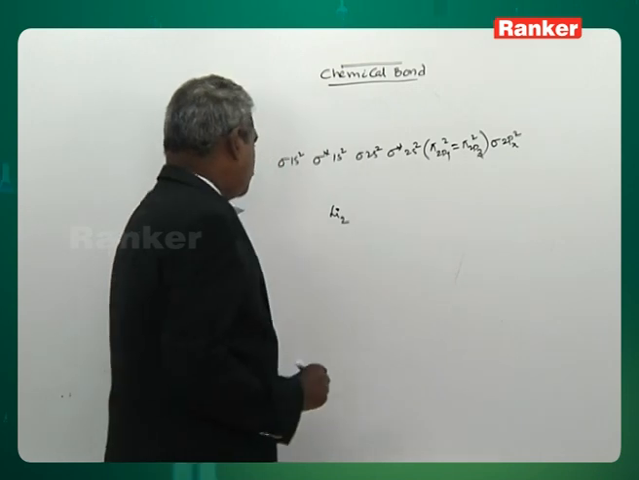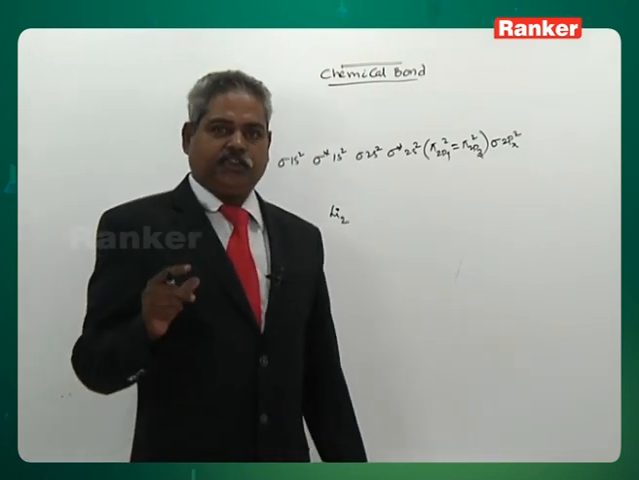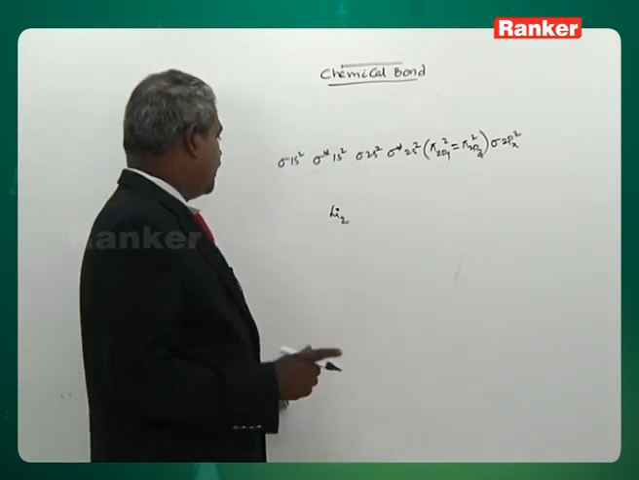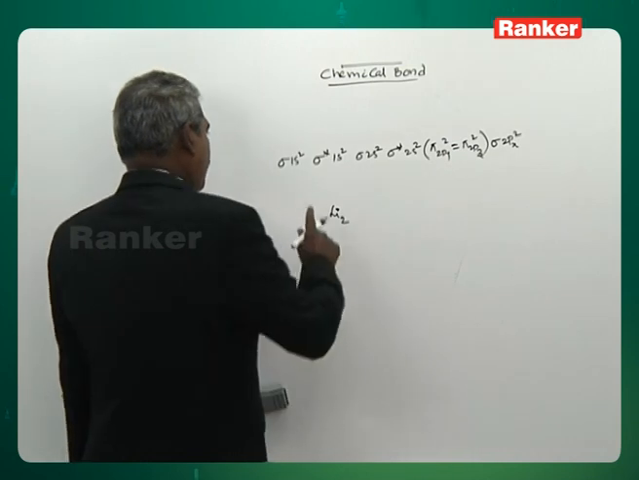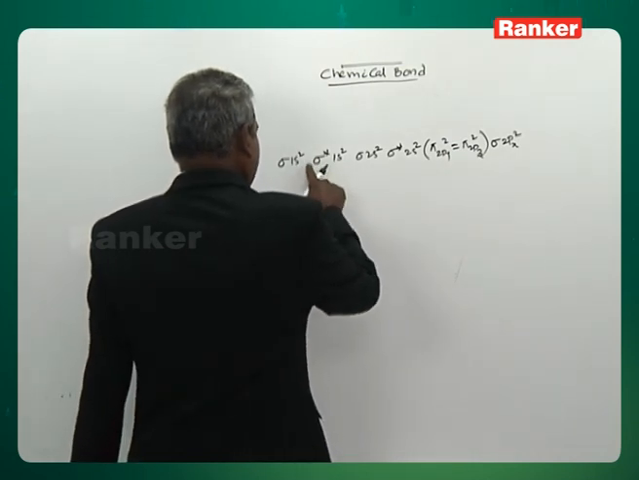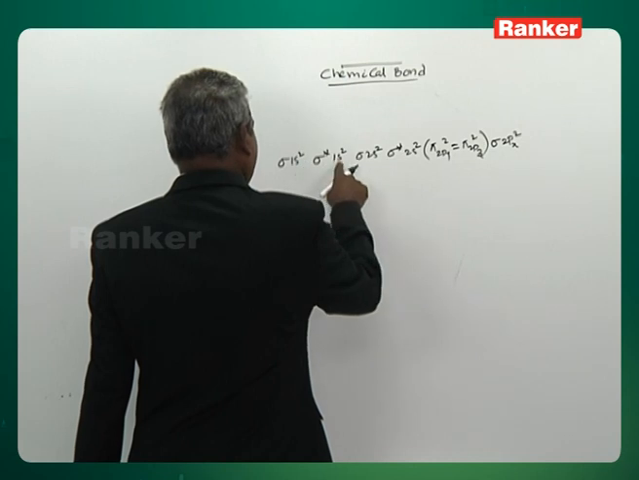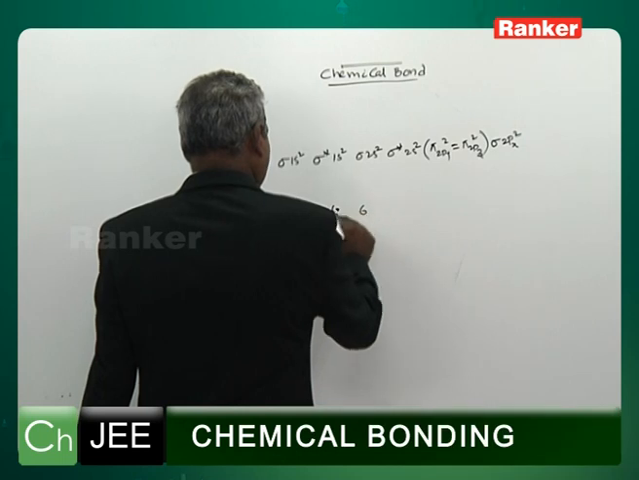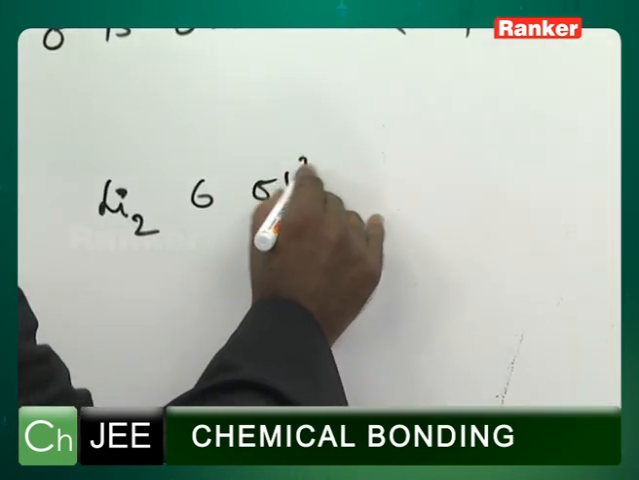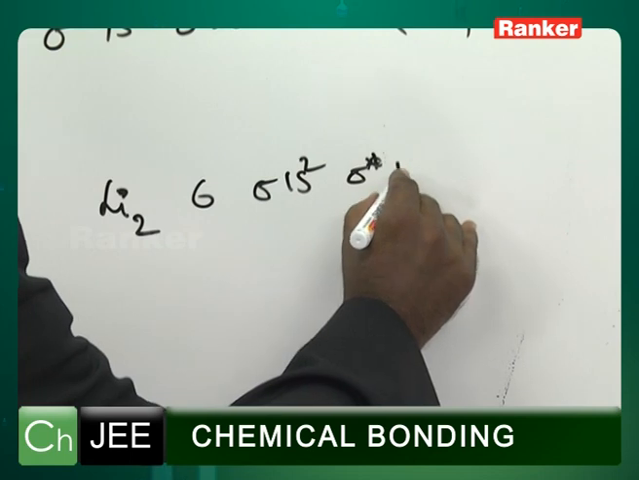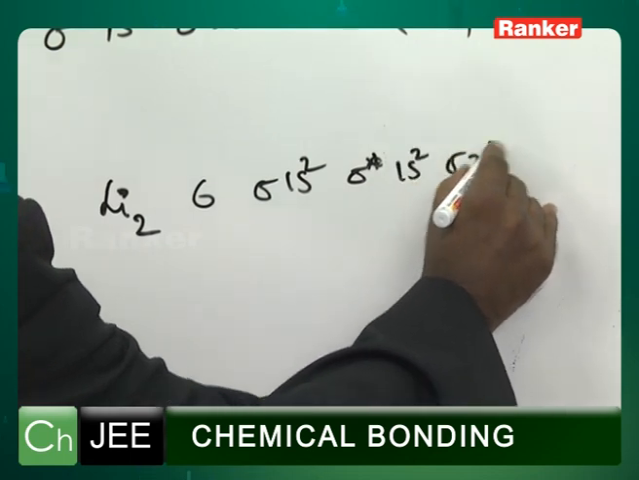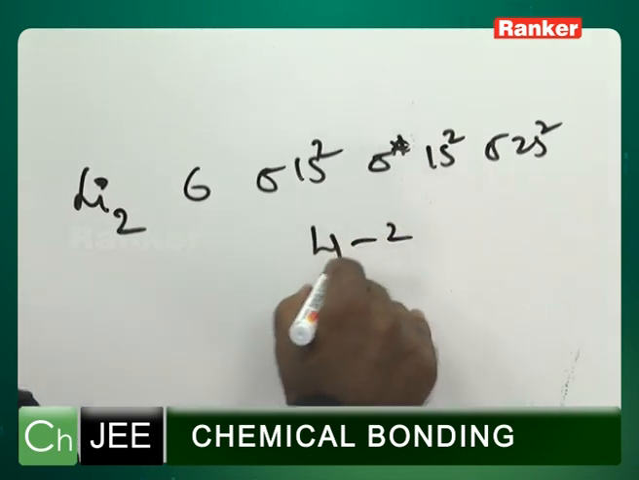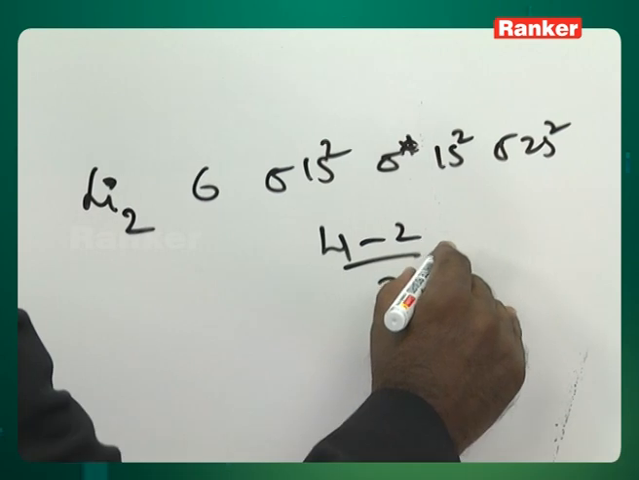Li2. 2 lithium atoms, will they exist? Lithium exists as a diatomic molecule. According to molecular orbital theory, Li2 exists. How? These 2 are bonding, these 2 are anti-bonding. Li2 has a total of 6 electrons: sigma 1s2, sigma star 1s2, sigma 2s2. So 4 bonding, 2 anti-bonding, 4 minus 2 by 2, 1.